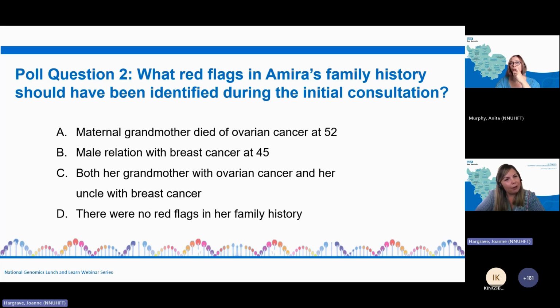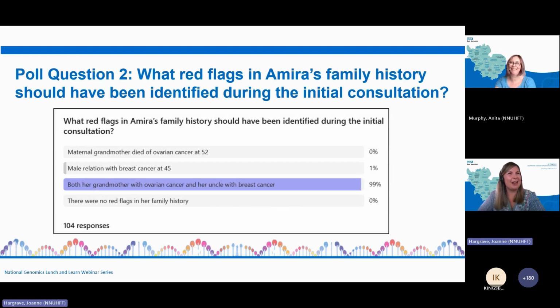So maternal grandmother died of ovarian cancer, male relation with breast cancer, both the grandmother and the uncle. Actually, at that point this family history isn't significant and there were no red flags for you to think about. At this point, Jo, we have 100% on answer C. Lovely. Okay, that's great. We didn't want to make it too difficult.